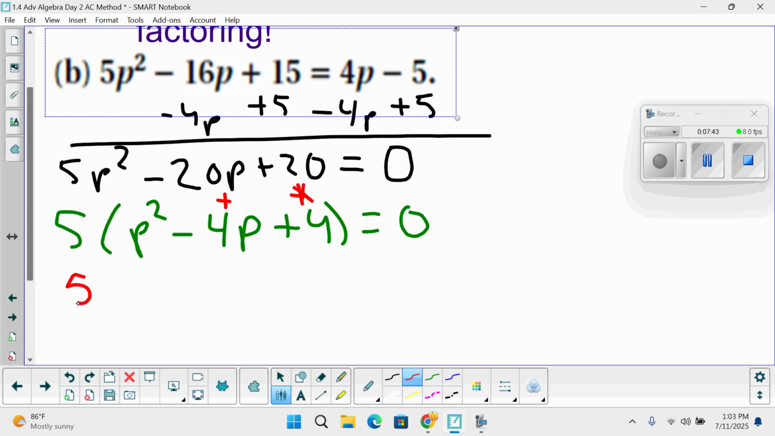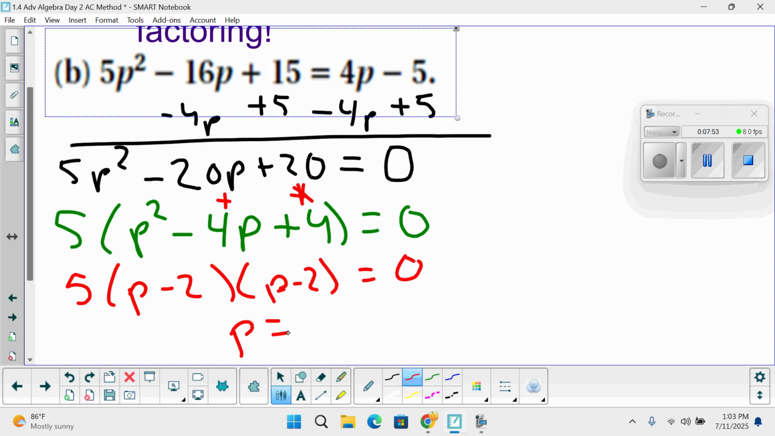So what numbers multiply to a +4 but add up to a -4? It'd be -2 and -2. So really, the solution is only going to be p equals 2. And you don't need to list it twice. It is called a solution with multiplicity 2 because it's a double solution or double root, but we can just list it out once.